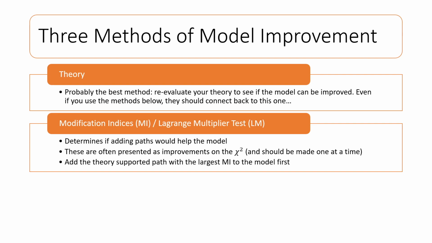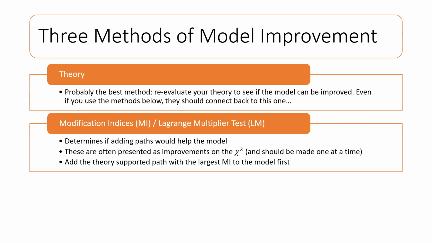A very, very, very common statistical method is to use the Lagrange multiplier, or what some programs call modification indices. These are not always identical to one another. I prefer the term modification indices. I think it's more broad. But ultimately, this determines how much help adding a particular path would be to the model chi-squared. So how much improvement would that bring? Again, these are often presented as improvements on the chi-squared. It's really important that you make these one at a time.